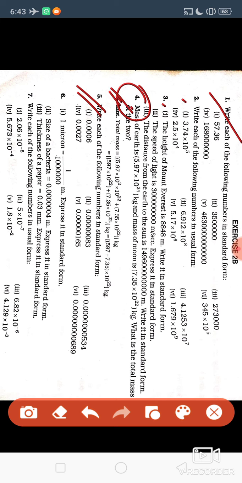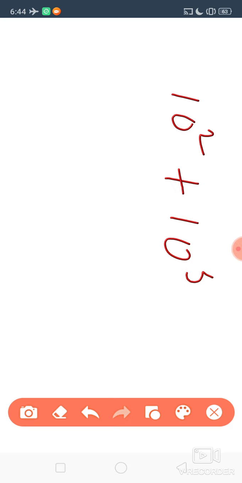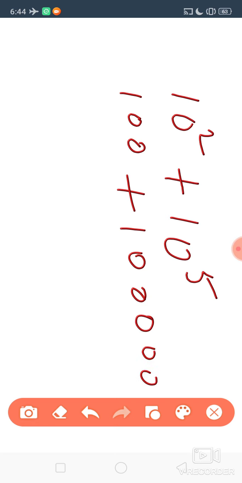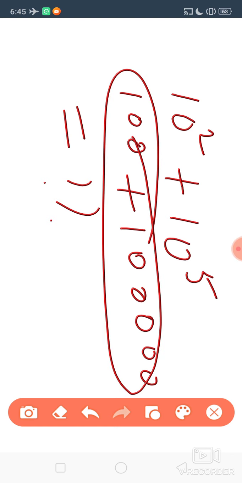But before discussing this question, I would like to tell you one concept. Then only you'll understand how to solve this part. Let's see. Suppose you have to add 10 to the power 2 plus 10 to the power 5. You'll write 100 plus 1 lakh, then you'll add it, and you'll get 1 lakh 100. But suppose you have to add it in the form of exponent only.